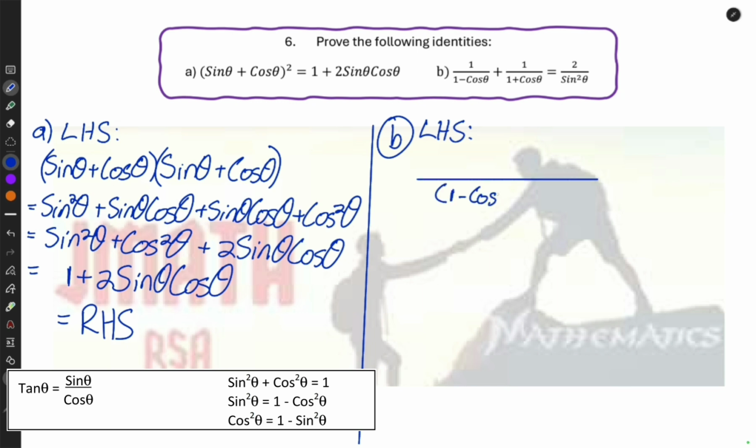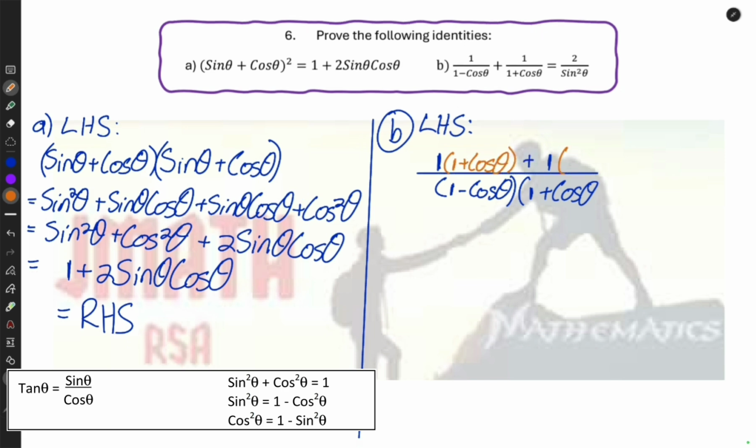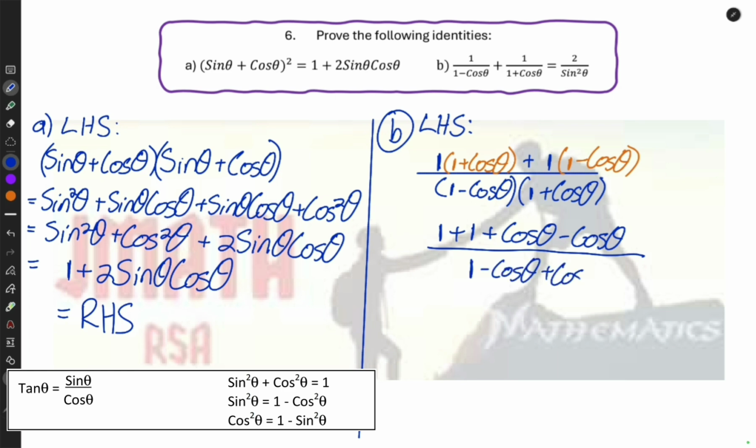So 1 minus cos theta and 1 plus cos theta. There was a 1, there was a 1. Now the left-hand one, I need to multiply by 1 plus cos theta, and the one on the right, I need to multiply with 1 minus cos theta. If I just multiply the ones into those brackets, I get 1 plus cos theta plus 1 minus cos theta, all over, now I can FOIL those two brackets at the bottom, and that gives me 1 minus cos theta plus cos theta, and then minus cos squared theta.